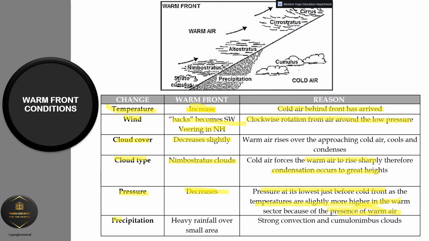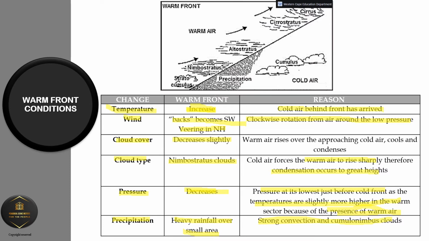And then what happens to precipitation? You have little to no rainfall because we have nimbostratus clouds. So you may have showers as a form of precipitation. And what causes that? It's the rising of air, right? Within the warm front. So those are the associated weather patterns with a warm front.